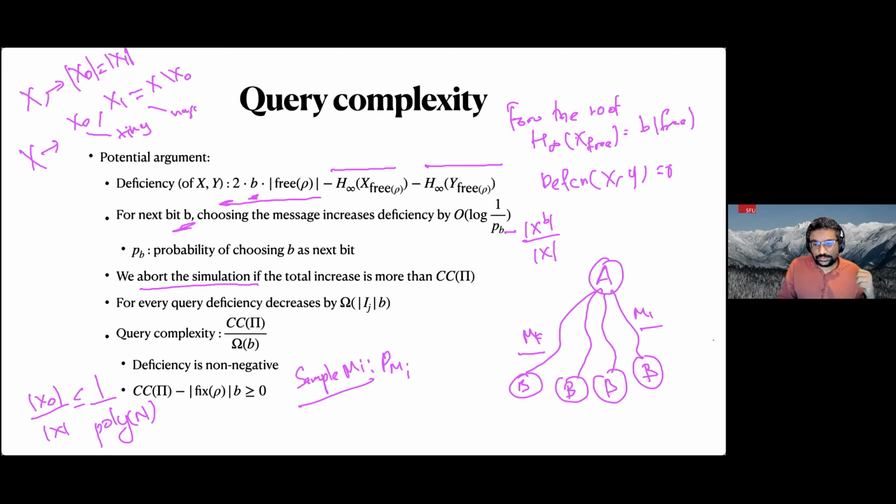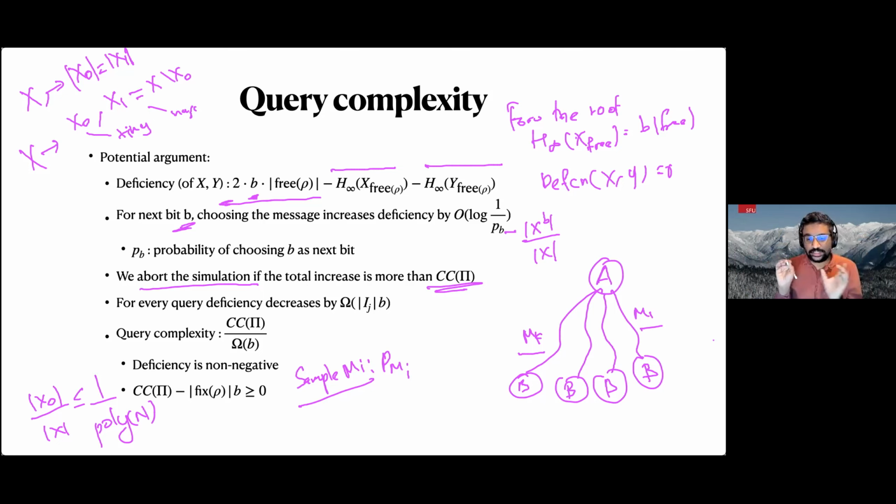Okay, so by going down the path, at any time we are on any path which doesn't abort, we are only increasing the deficiency by something like the communication complexity of Π. So the deficiency increases by at most this much, or we abort. And every query, the deficiency decreases by Ω(ij times p).